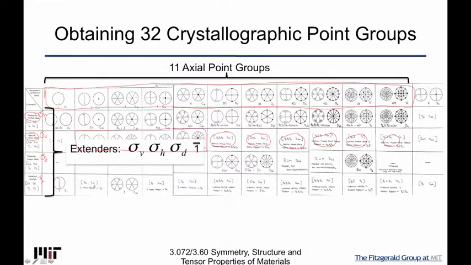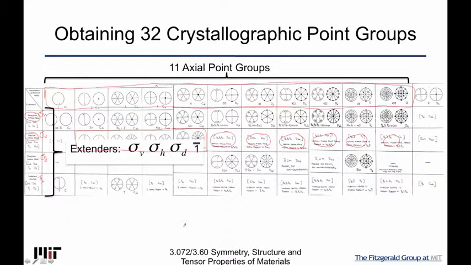This one is the same as 2 over m, right? This one's the same as 6 over m. So it's only the ones that you see here that have the projections that are actually going to give us the final 32 crystallographic point groups. And you can see that here, because 1, 2, 3, 4, 5, 6, 7, 8, 9, 10, 11, 12, 13, 14, 15, 16, 17, 18, 19, 20, 21, 22, 23, 24, 25, 26, 27, 28, 29, 30, 31, 32. So you can do that exercise yourself if you didn't keep up with me there.